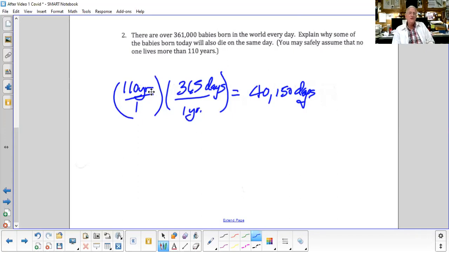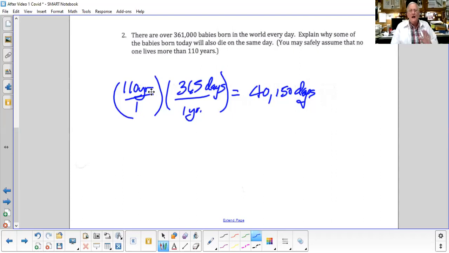Well, I think you can see this is an example of the pigeonhole principle. There are more days than there are babies that have been born. So there are more days to die on than there are people who are going to be dying, right? True? So because of that, there's got to be some duplication.